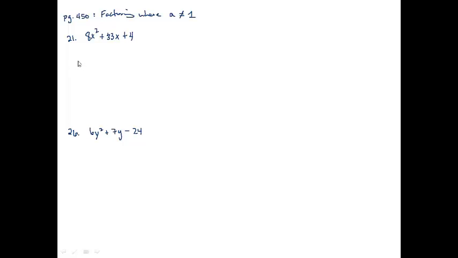The first thing you've got to do is figure out what A, B, and C are. And remember, a polynomial, the quadratic, is always in the form ax squared plus bx plus c. In this problem, number 21 on page 450 in your book, A is 8, B is 33, and C is 4.